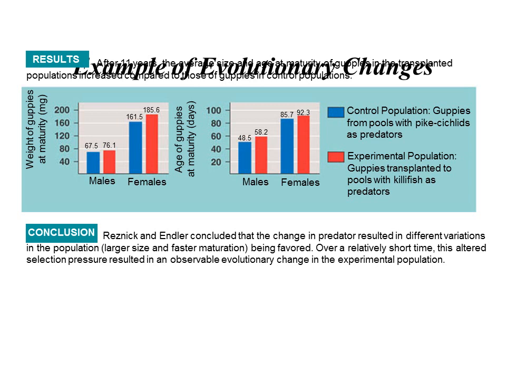Here is the data. From it can be concluded that the change in predator caused the different adaptation in the population to be favored.